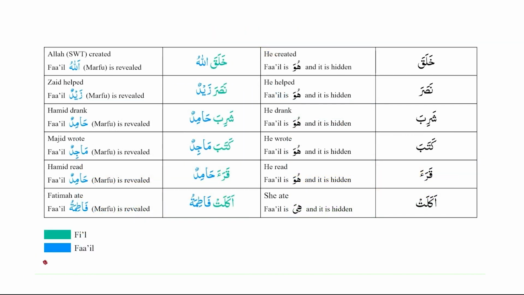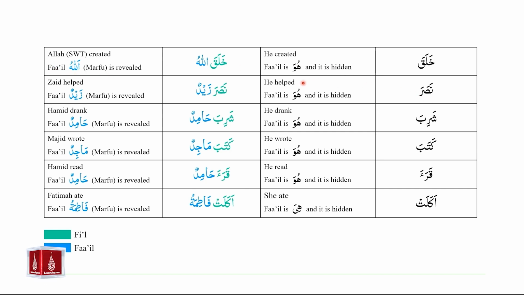Let us study the following examples. Khalaqa. Khalaqa means he created. And in the case of khalaqa, the fa'il is huwa and it is hidden in khalaqa. Now, if we want to reveal the fa'il and use the fa'il as a noun, we have the example Khalaqallahu. Allah subhanahu wa ta'ala created. In this example, fa'il is Allahu, and we can identify the fa'il because it is marfu.